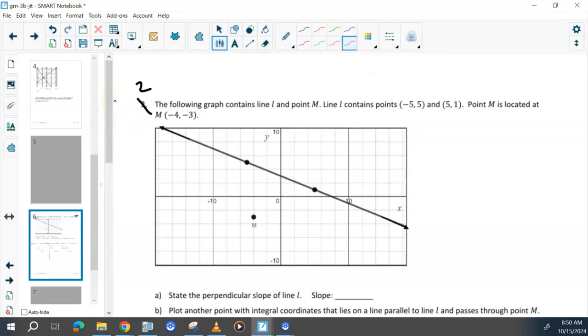Okay, in number 2, it tells you that the following contains line L, that's this line, and point M, which is labeled. Line L contains these 2 points. Point M is located here. Part A is asking to state the perpendicular slope of the line. I could count, but the graph is a little off, so I'm just going to use my slope formula for that one.